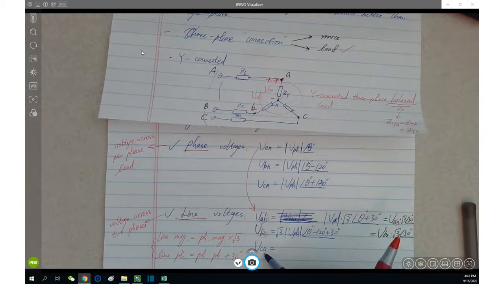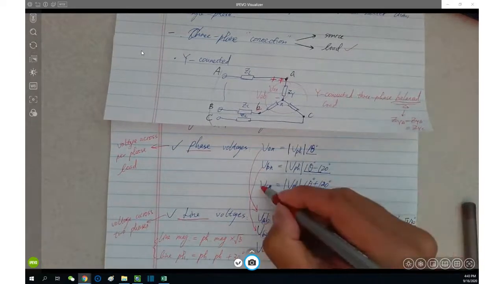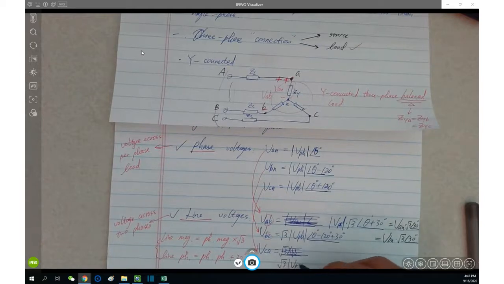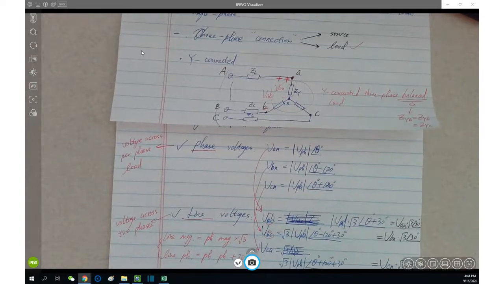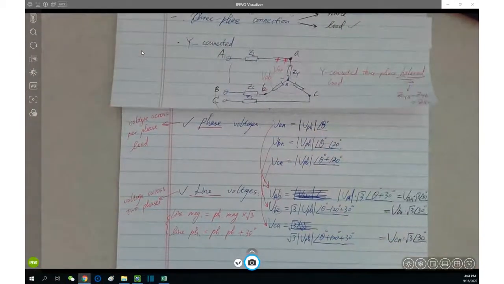Similarly, to find VCA, we need VCN. Don't use the wrong phase voltage to find the line voltage. It equals square root of 3 times V phase, and the phase of VCN is theta plus 120 degrees, plus another 30 degrees, equals the phase angle of VCA. So it equals VCN times square root of 3, angle of 30 degrees. So this is the phase voltage and line voltage relationship for Y connected. Not a big deal. The next one, obviously, is the turn for the current.